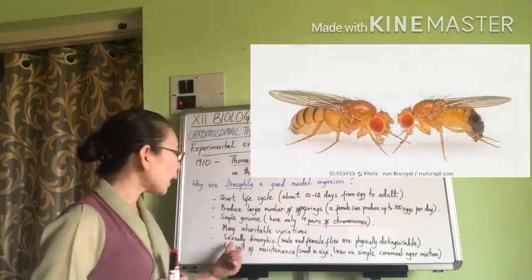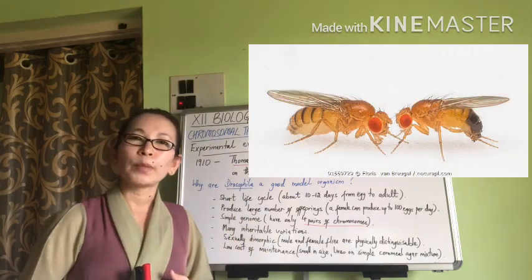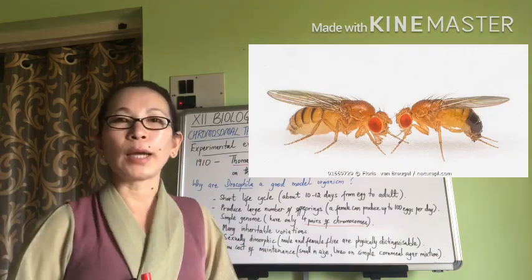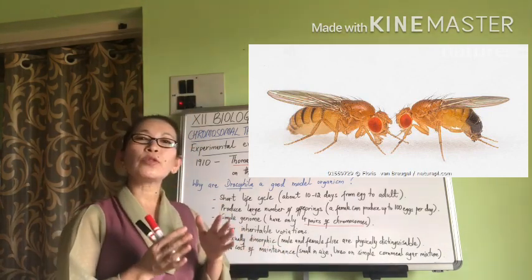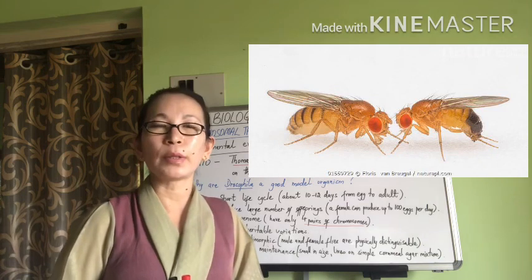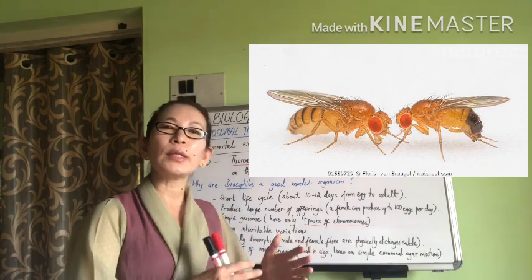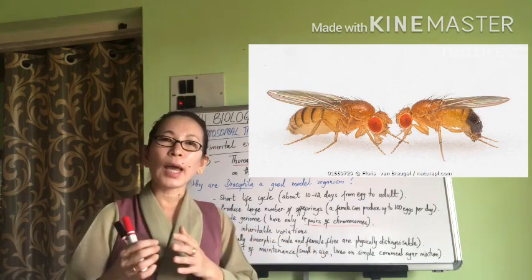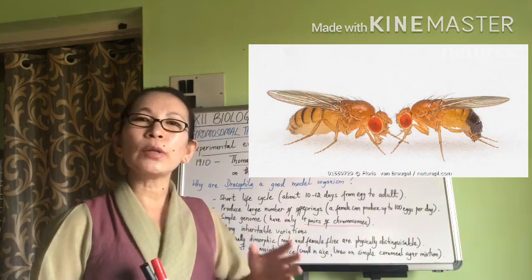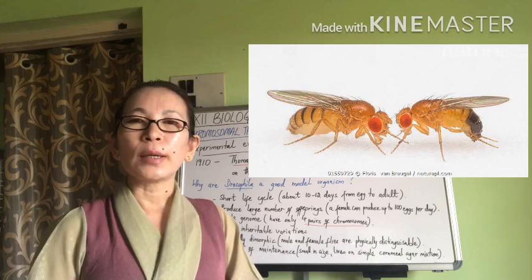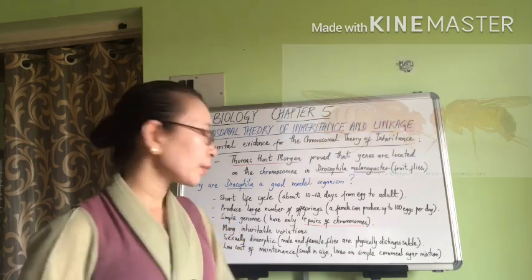And these flies are sexually dimorphic. So we have male and female flies, and male and female flies can easily be differentiated by looking at the physical appearance. So male flies are relatively smaller in size, and male flies also have a dark pigmentation at the posterior end of their abdomen, which is not seen in females.